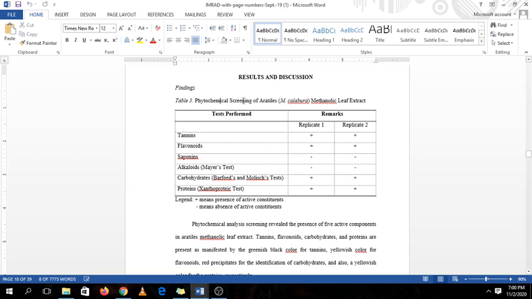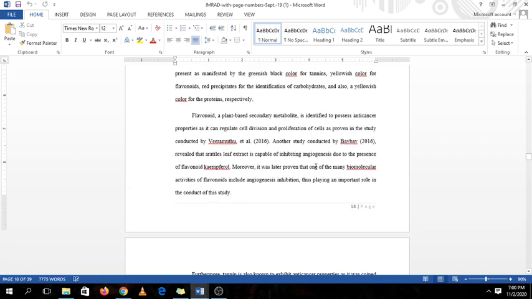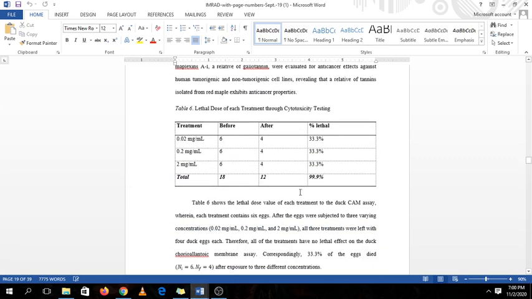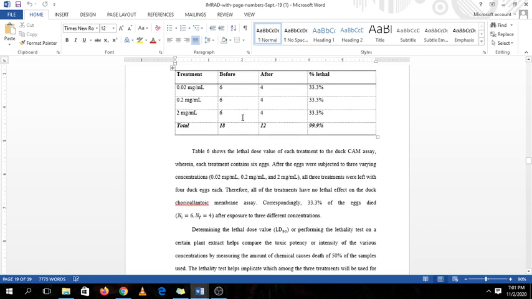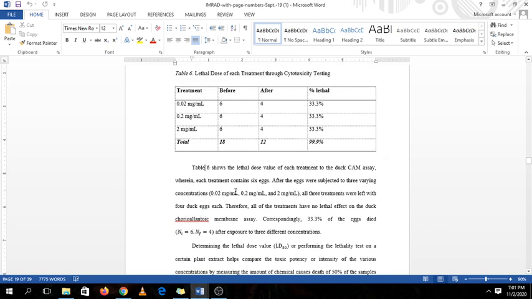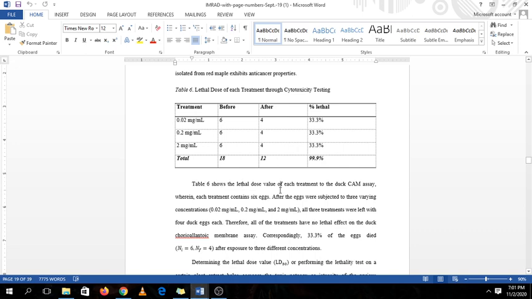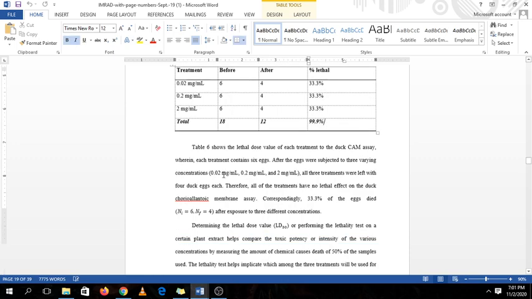Phytochemical screening of aratiles. So it should be there. Next is the median lethal dose. It is also one of their objectives, so it should also be in our results. That is what we want to solve. Then you discuss your table. So for example, table 6 shows that blah blah blah. Then you state some important data. Usually the average, whatever the average is.